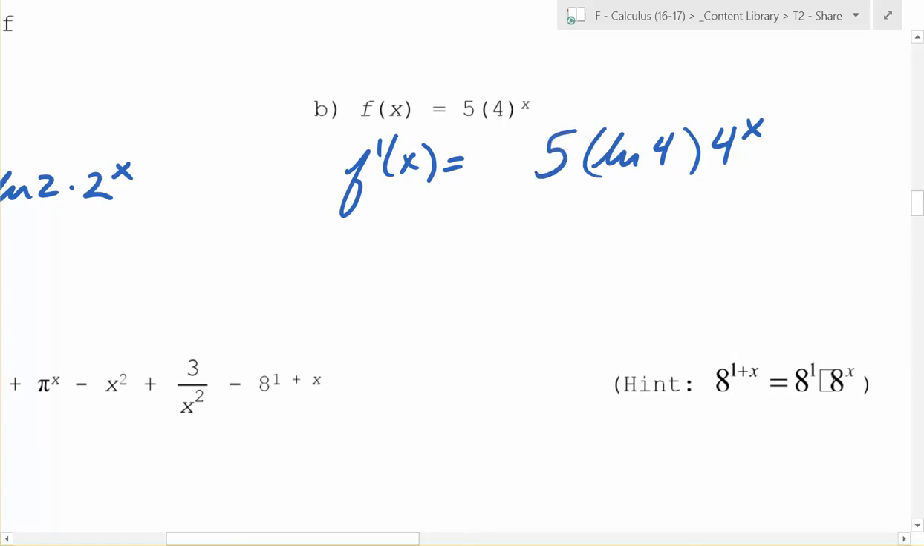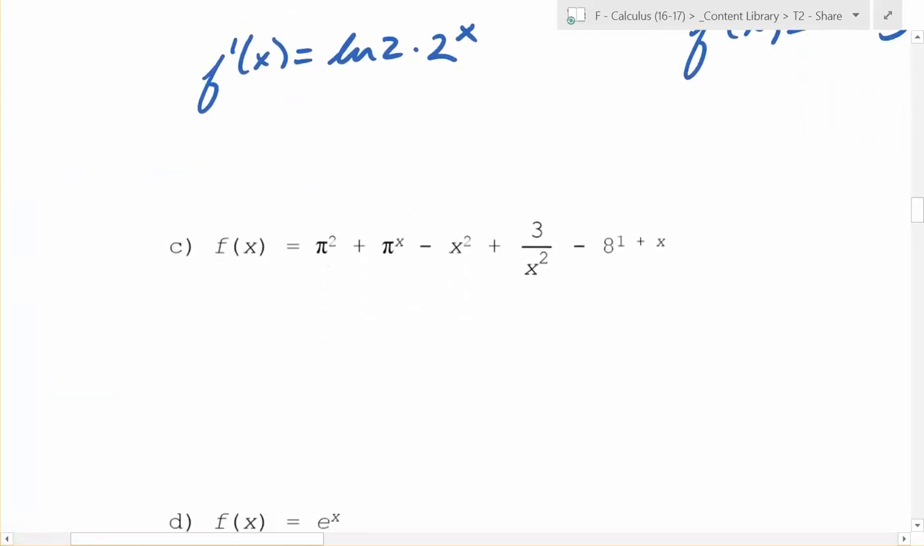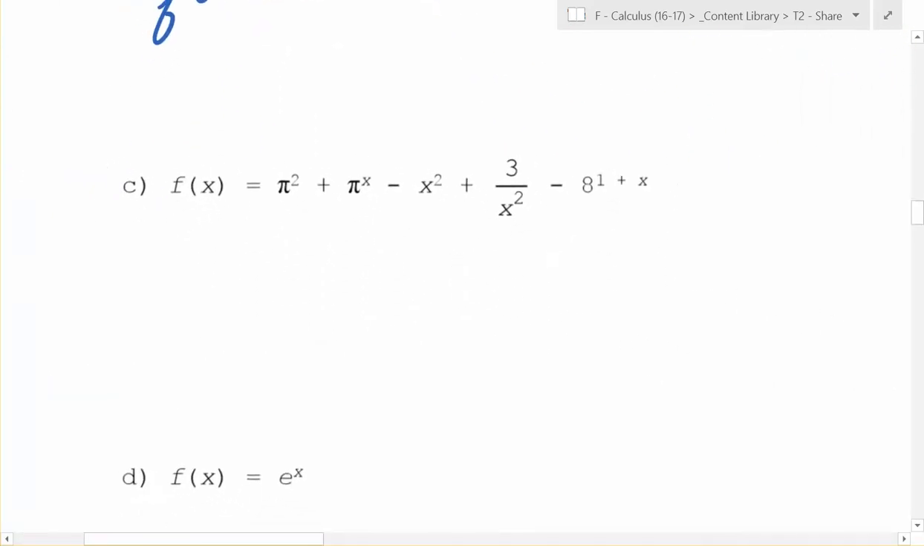I put parentheses around there to emphasize that. The 5 is just along for the ride. It doesn't affect really anything. Oh my gosh, this looks impossible. What am I going to do? Mr. Seamon, this is terrible. Anybody want to help me with this one?